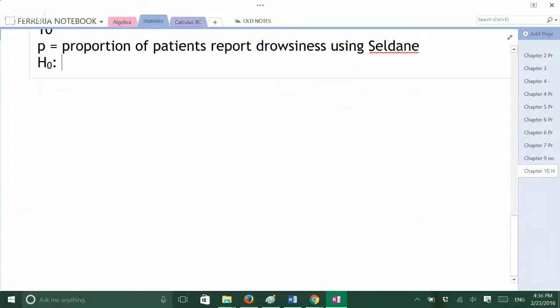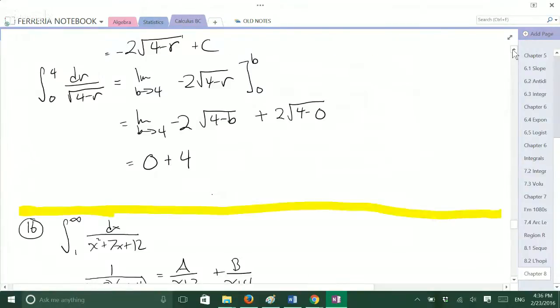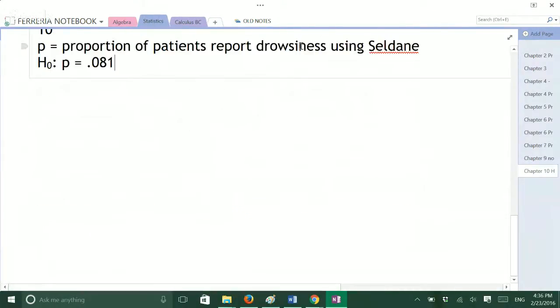So this is admittedly a little strange, but we want to say that the proportion is the same as the proportion of people who are drowsy using the placebo, the 0.081. The next one is the alternative hypothesis. Alternatively, we want to know, is it greater than 0.081?